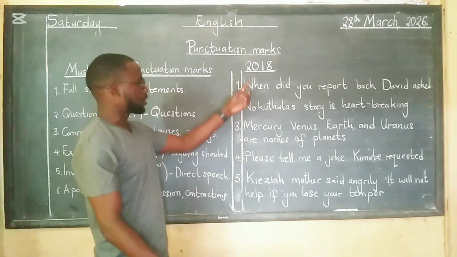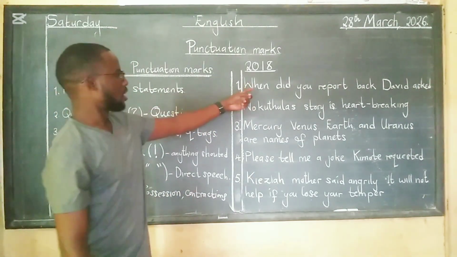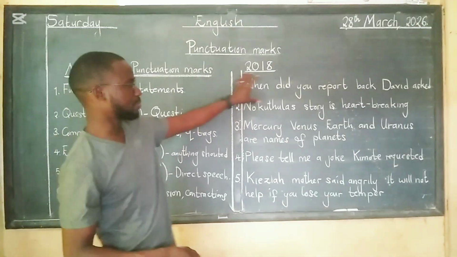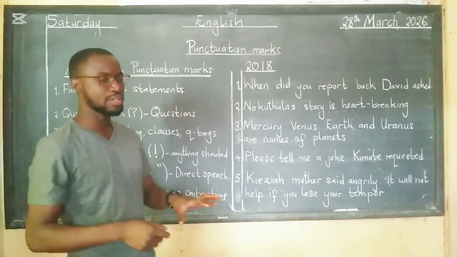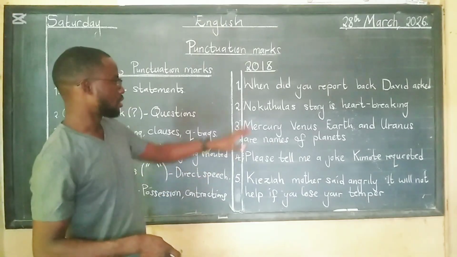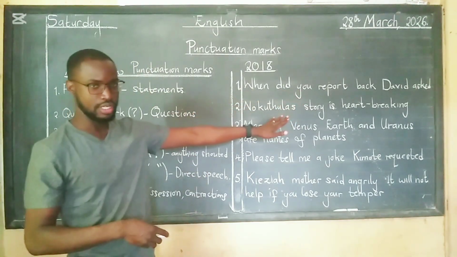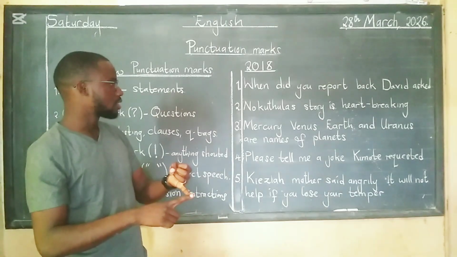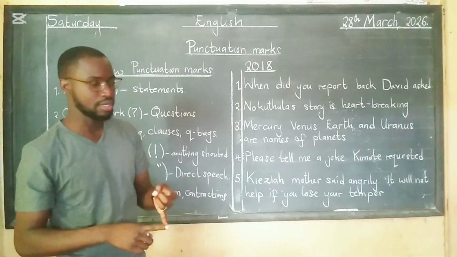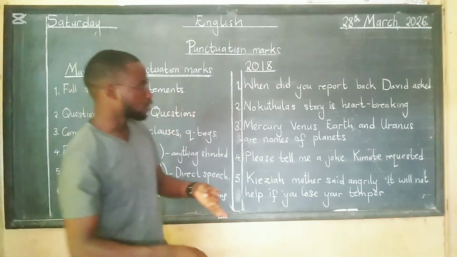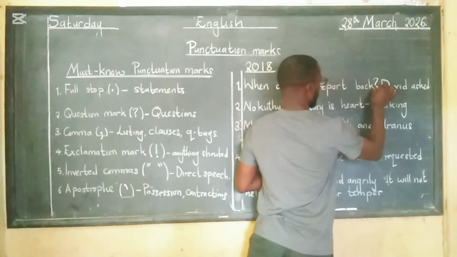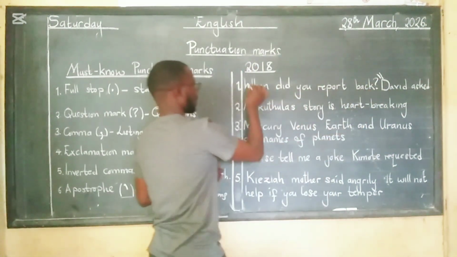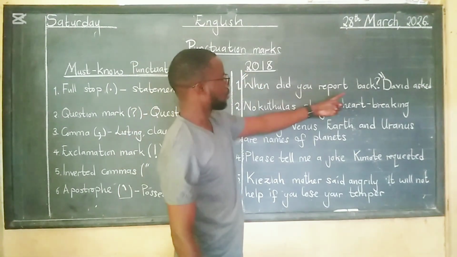Last example, 2018. Question 1. "When did you report back?" David asked. So the first part, direct speech. We are trying to say what David said, word for word. So we get this part and punctuate it. So ask yourself, is it a statement? "When did you report back" is not a statement. Is it a question? Yes. So we punctuate it first of all with a question mark, and then afterwards we close it off like that. So "When did you report back?"